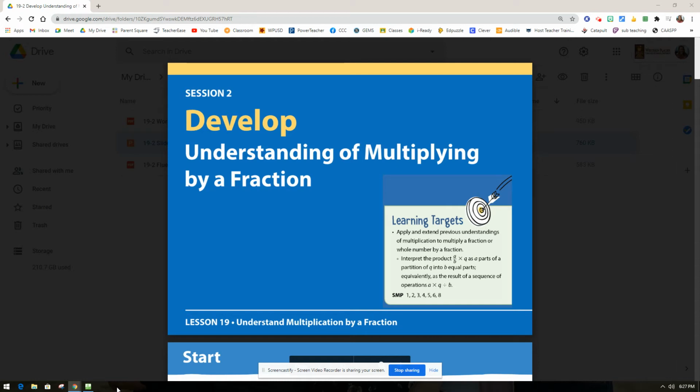Hi, today we're going to be working on lesson 19, session 2. This is developing an understanding of multiplying by a fraction.